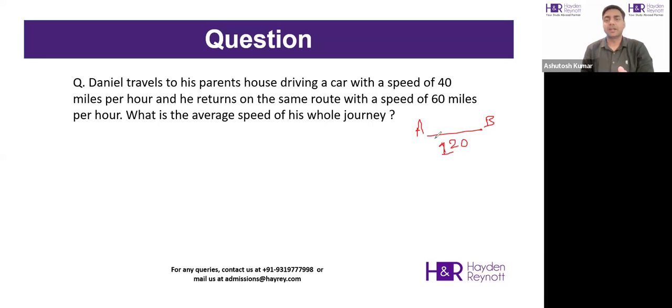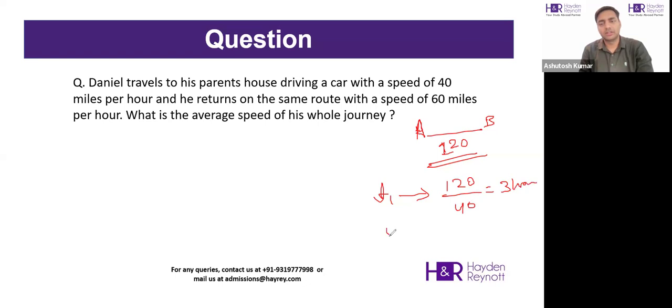So if I take the distance as 120 from point A to point B, I'll be able to get the time taken. The first time, T1, will be equal to 120 upon 40, which is equal to 3 hours, while the time T2, while coming back with 60, is 120 upon 60, which is equal to 2 hours.